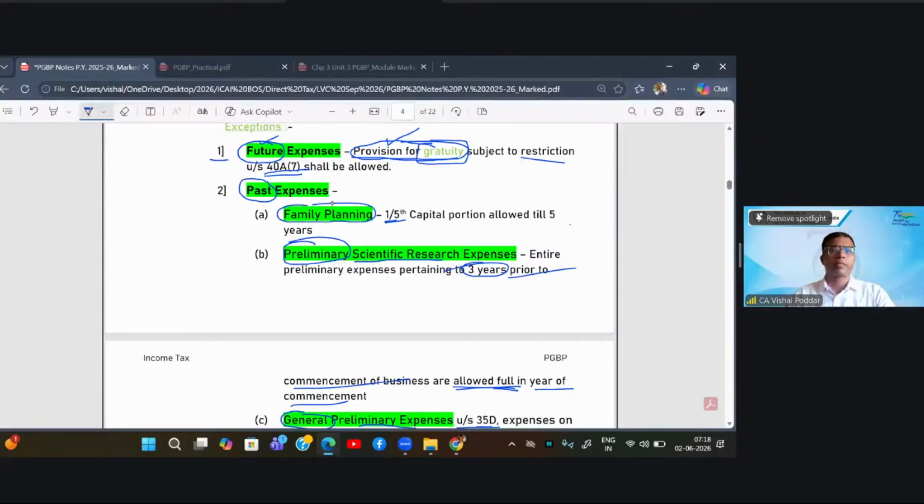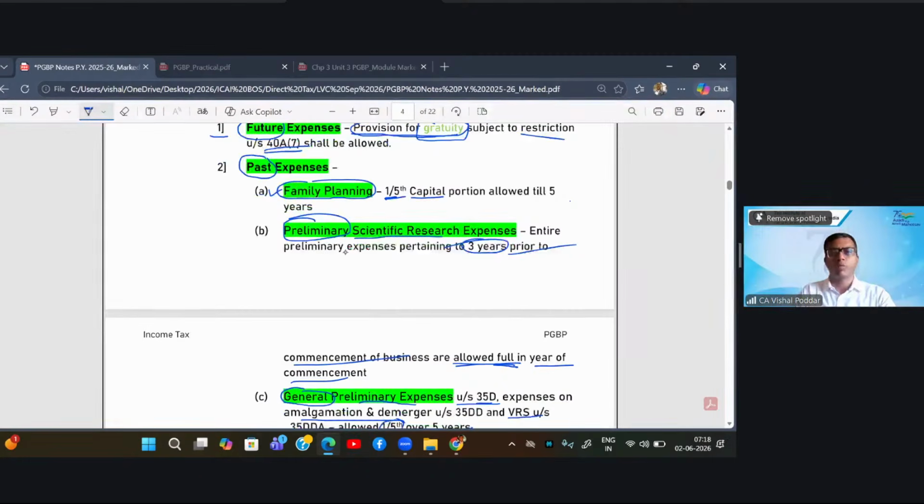Then comes the second exception to this. Some of the past expenses are also allowed as deduction. Now, what are these past expenses? If you remember above, family planning capital expenses were allowed 1/5. It may happen that you purchased some capital asset 2 years back, but even today, in the third year, you can claim the 1/5 portion. So this is like a past period expense allowed now.